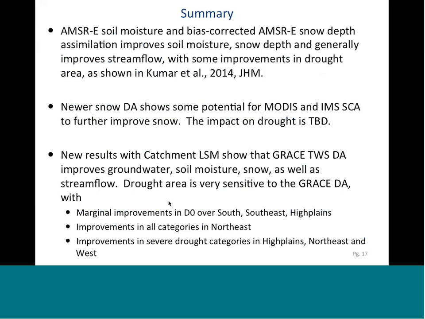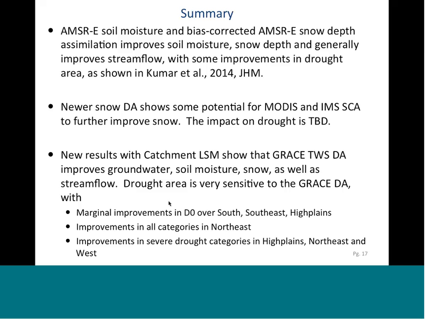I think my time is up, and I'm going to conclude with this slide, which is a summary from our paper that's in press now in JHM. The soil moisture and the bias-corrected snow depth tend to improve the soil moisture and snow depth and generally improve streamflow, with some improvements in drought area, and there are some nuances about when and where those improvements are. The newer snow data assimilation definitely shows potential for using the MODIS and IMS SDA to further improve the snow, and we have not yet investigated the impact on drought.